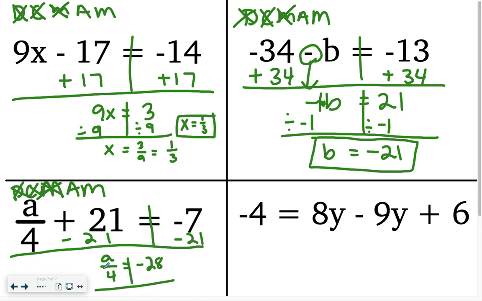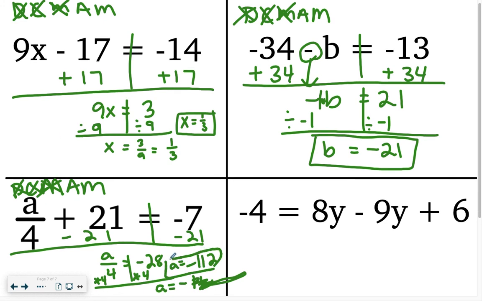And remember, that is division, so I'm going to multiply both sides by 4, and I'm left with a equals, and then negative 28 times 4, don't forget that negative, is negative 112. Oops, my pen just went a little weird. Negative 112. A equals. Okay, then moving on. Don't call me after midnight.